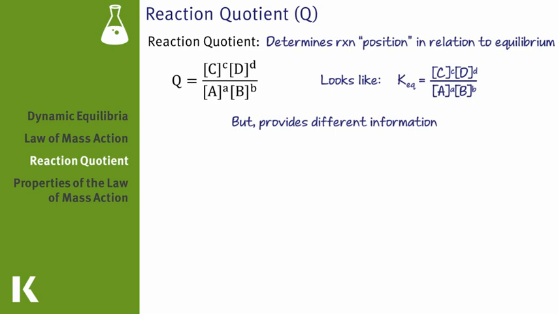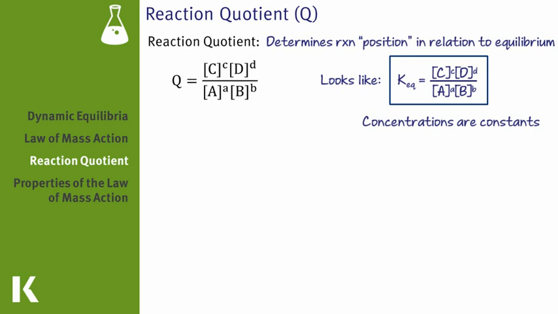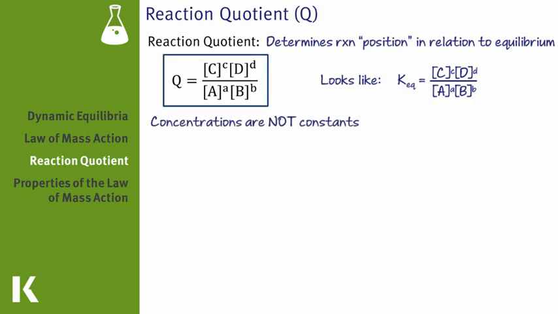However, this equation provides us with different information from the equilibrium expression. But how? In the equilibrium expression, the reaction is of course at equilibrium, and so the concentrations of the reactants and products are constant. With the reaction quotient, the concentrations are changing since the reaction is not yet at equilibrium. Therefore, we calculate the reaction quotient at a moment in time, and use it to compare to the equilibrium constant. There are three different outcomes for this calculation.